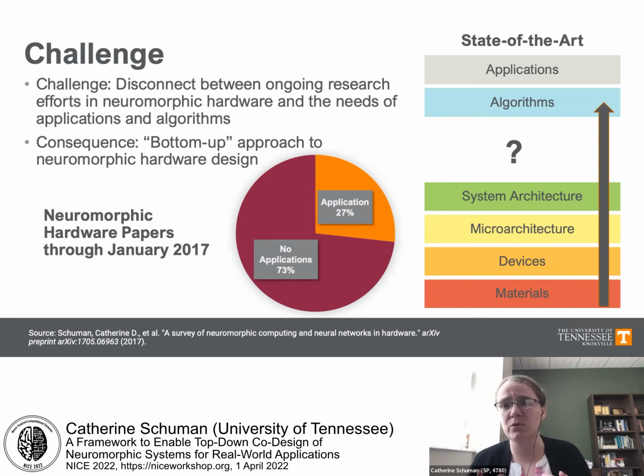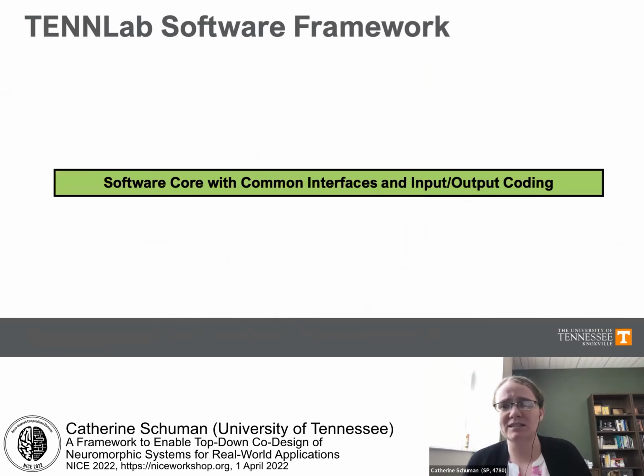So why is this important to the community? Well, it's really hard to understand how a neuromorphic implementation can be useful in different applications if you can't see how it's actually performing and what its benefits might be compared to other approaches. So we really wanted to help bridge this gap, develop a software core that would link research going on at the devices, materials, and architectures level with algorithms and applications. And so we began developing the TENNLab neuromorphic computing software framework.